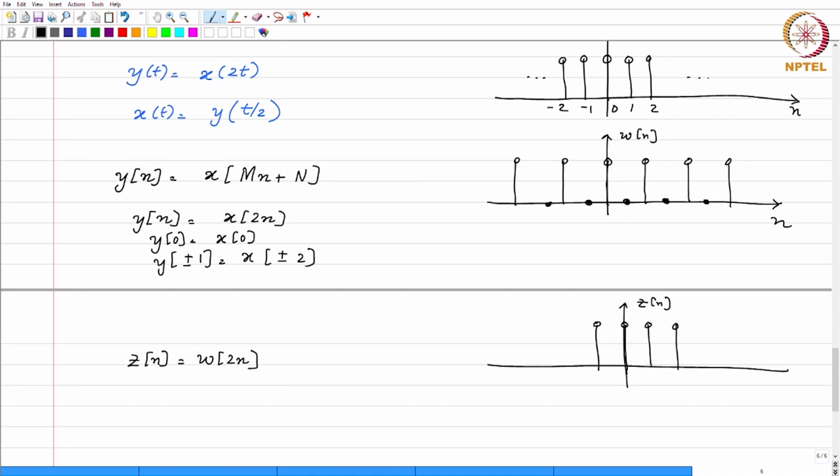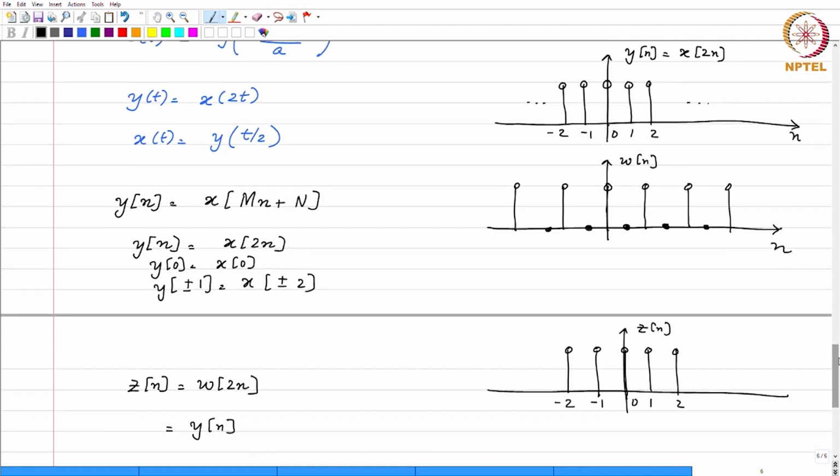And it's very easy to see that the picture that you get for z of n is this, and the immediate thing that strikes you is that z of n equals y of n, right? So this equals y of n, and the consequence of this is that suppose you're given z of n, which is the same as y of n, you cannot tell whether the sequence that it came from was x of n or w of n.